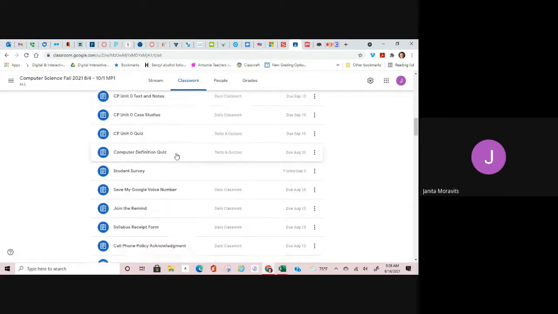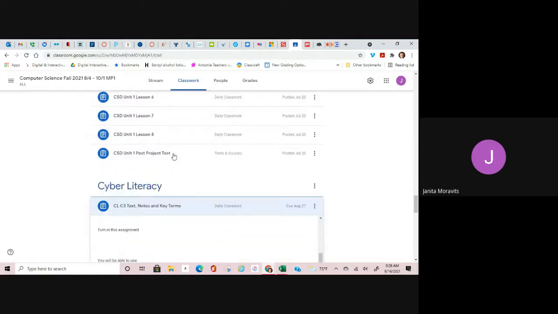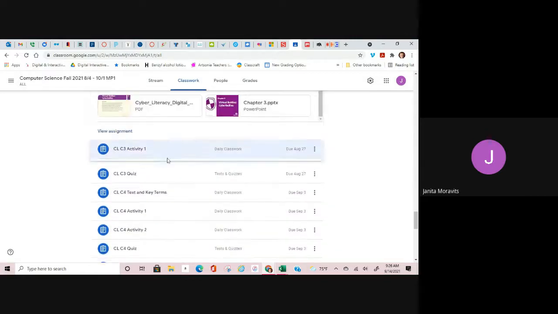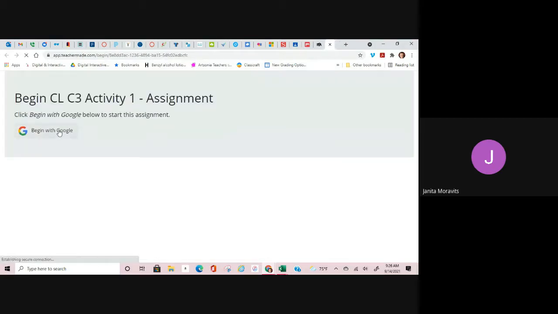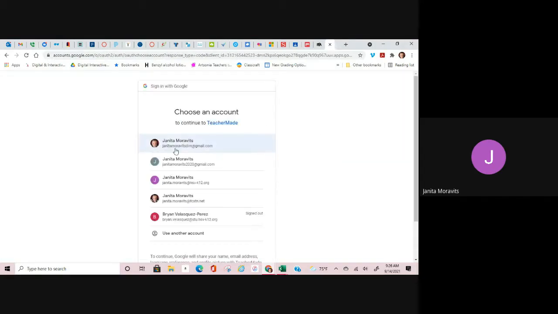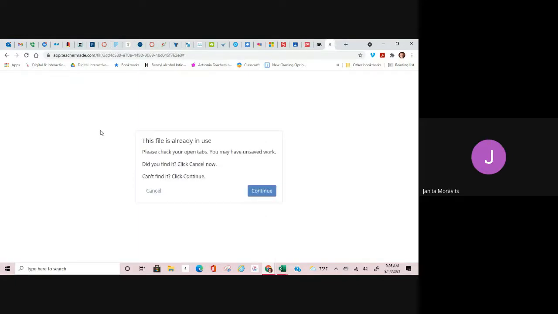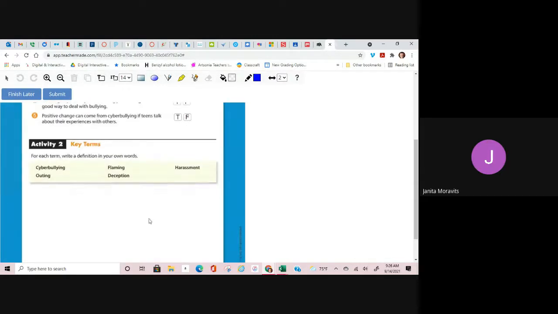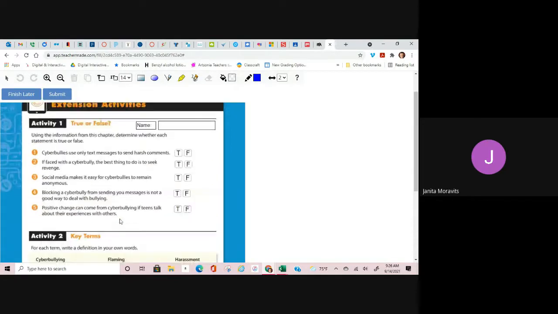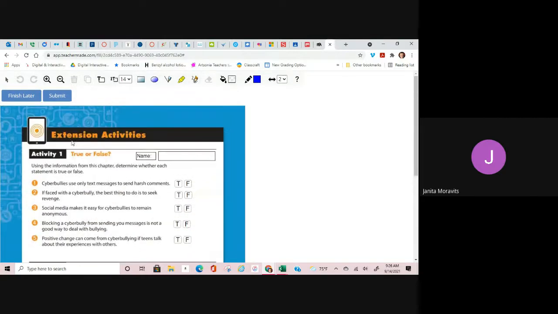Let's go here to cyber literacy. Activity 1. Remember, these are the ones that you click on. You begin with Google. Now you will use your school email address. All right. This one only has 5 true false questions on it. Notice activity 2 says key terms. You're already doing the key terms. You don't have to do them again here. Just answer the true false questions. When you're done, click submit. It will score it for you.